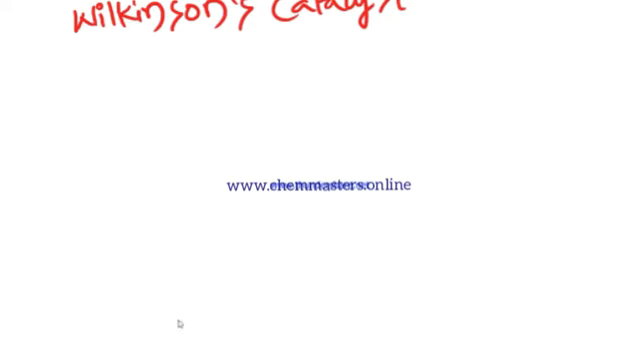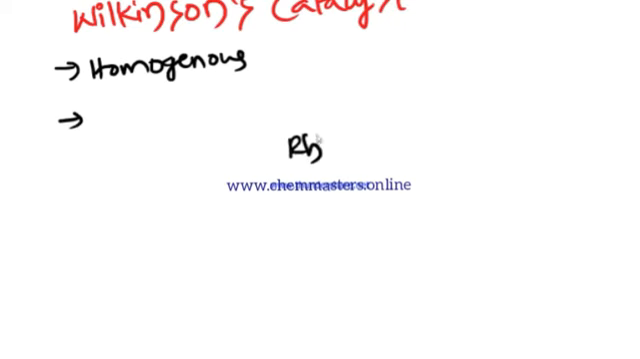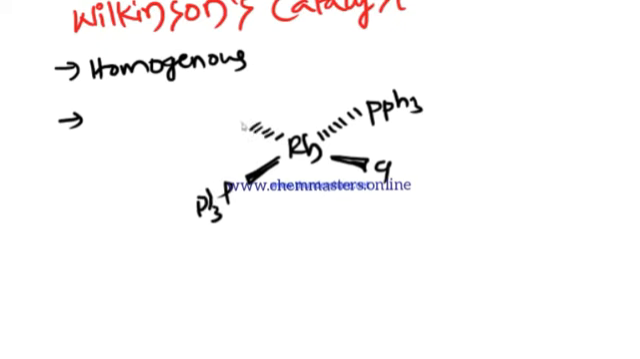Wilkinson's catalyst is a homogeneous rhodium catalyst, where rhodium is coordinated with three triphenylphosphines and one chlorine ligand in a square planar geometry. Just take its complete structure here.